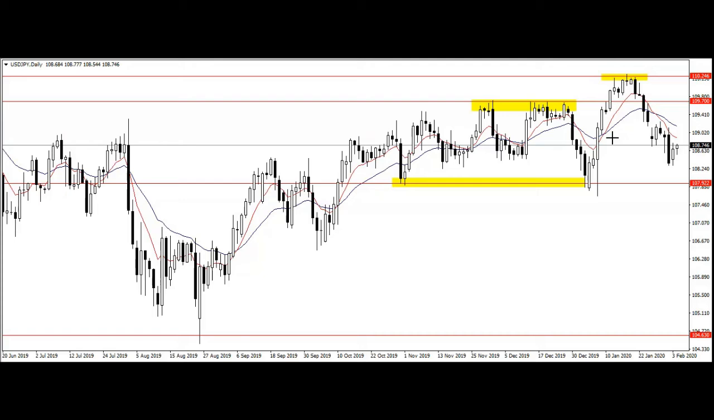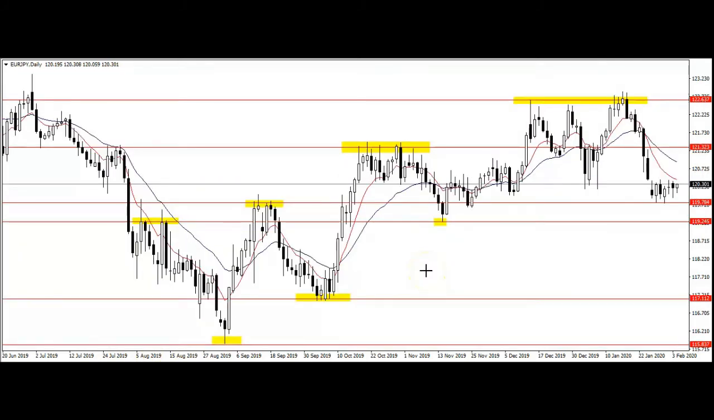It's just consolidating. Of course, as you know, after every consolidation there's a breakthrough, but for now it's just wait and see what happens with this pair. So nothing to report on the US dollar Japanese yen. Cheers.